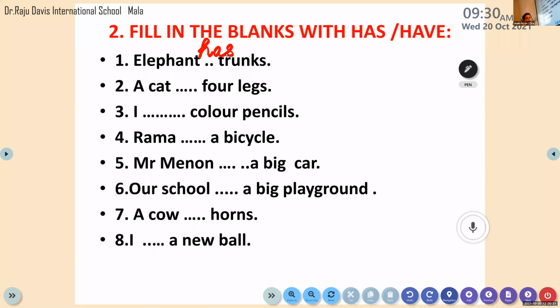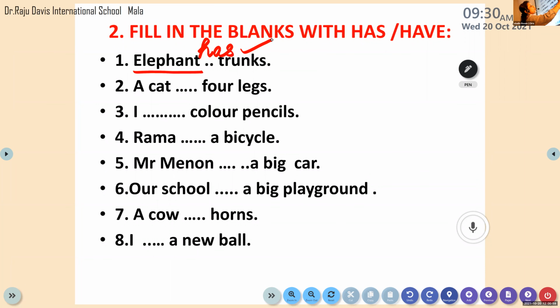So how many elephants are there? Is it one or more than one, Zara? Yes, how many elephants are there? Is it one or more than one? One. So for singular, do we have to use has or have? Has. Has, you're right. Okay, so elephant has trunks. Okay, children, when you're doing this exercise with the helping verbs, always look at the naming part in a sentence.